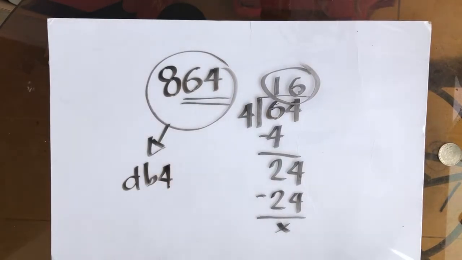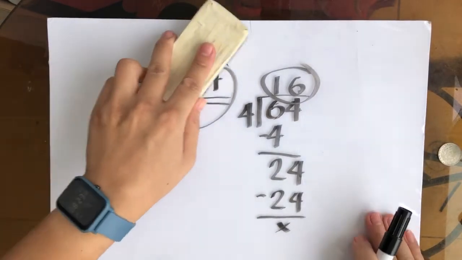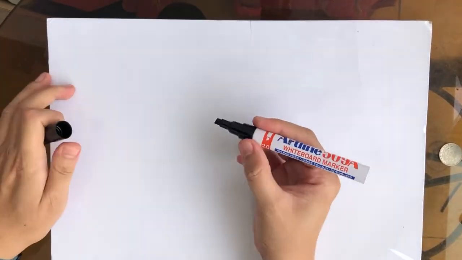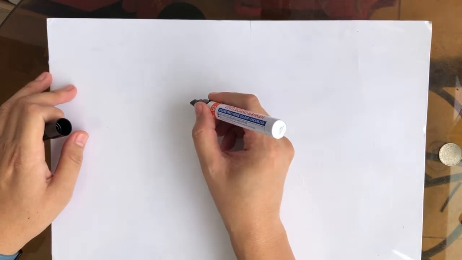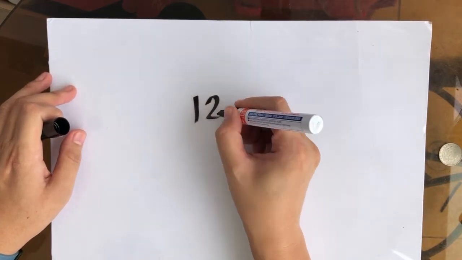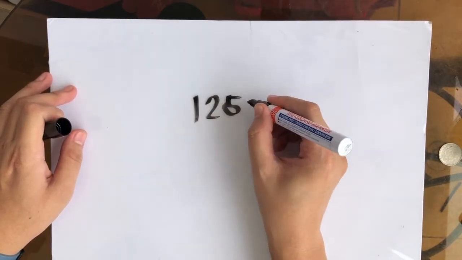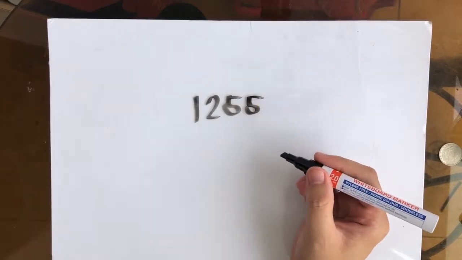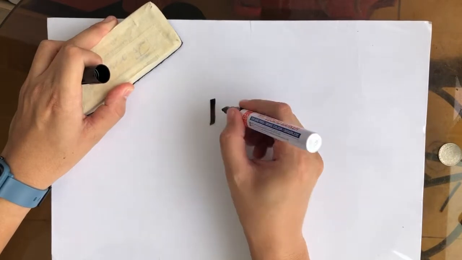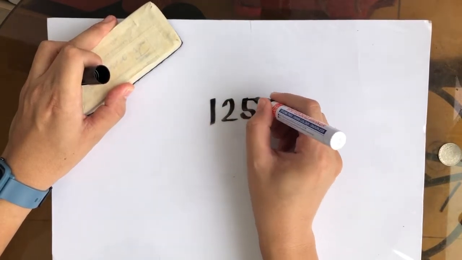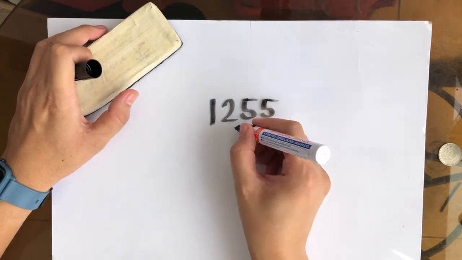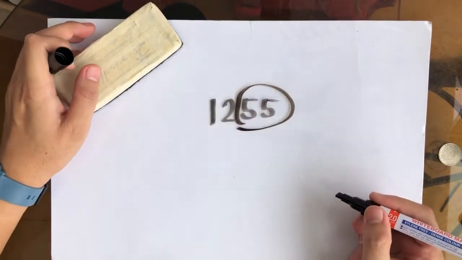Okay, so let's try naman kung hindi naman siya divisible by 4. So let's say I have a number which is 1,255. Okay, ulitin natin. 1,255. Okay, the last 2 digits, 55. Kunin natin.